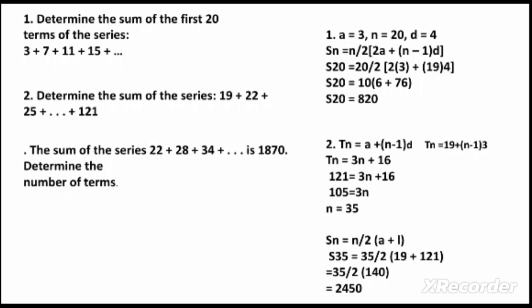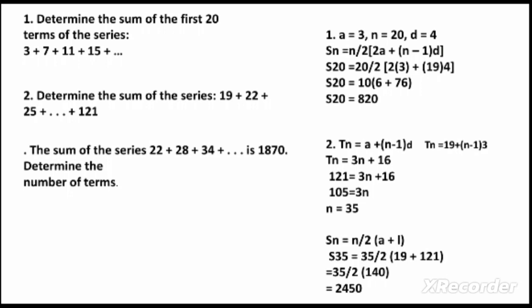When you put that on a calculator, it is going to give you 2,450. So you can also use the formula, that long one, Sn equals n divided by 2, open bracket 2a plus open bracket n minus 1, close bracket d. You can use it if you want. It will still give you the same answer.